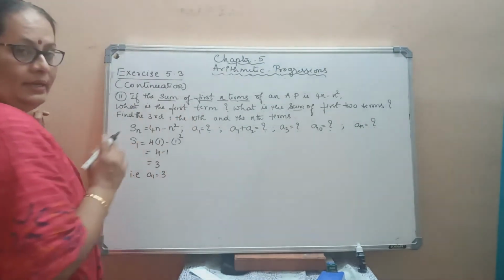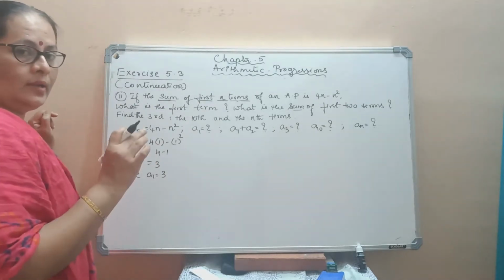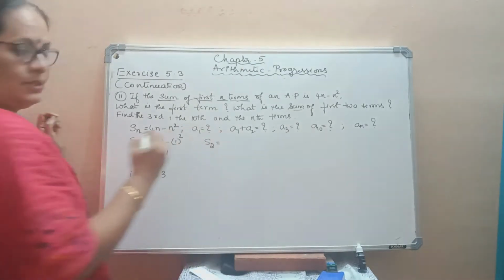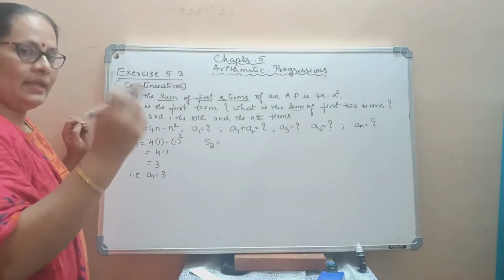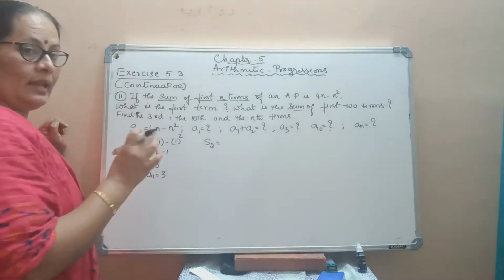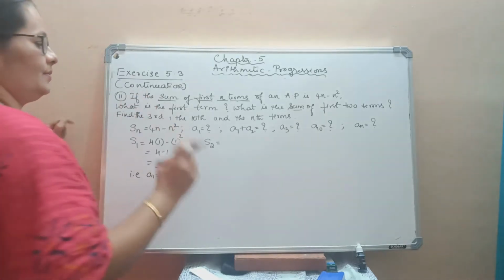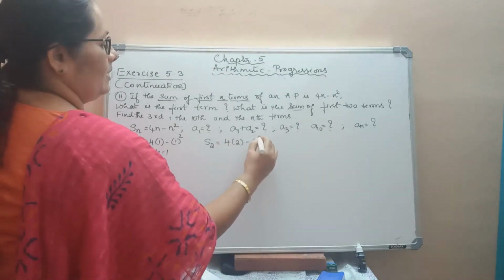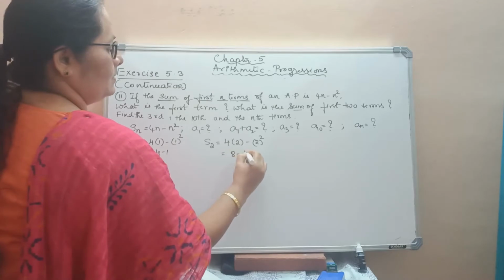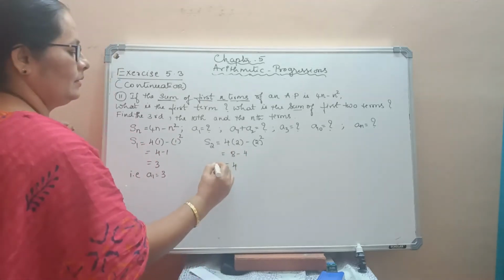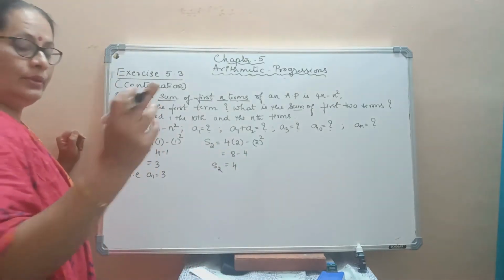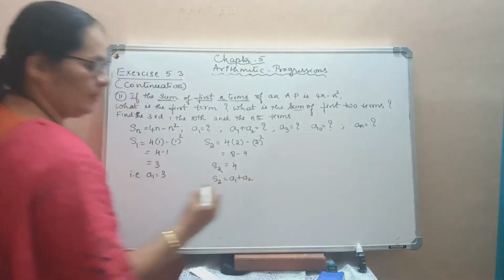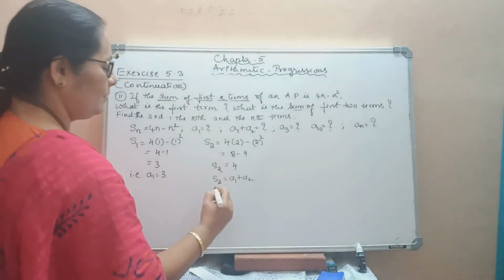Then how will we calculate the second term? Sum of the two terms, that is S2. S2 is nothing but first term plus second term, right? Now first we will calculate S2. Sum of the two terms is 4 into 2 minus 2 square. So that is 8 minus 4, which is 4. And you know that sum of the two terms means what? S2 is nothing but first term plus second term. So S2 is 4.